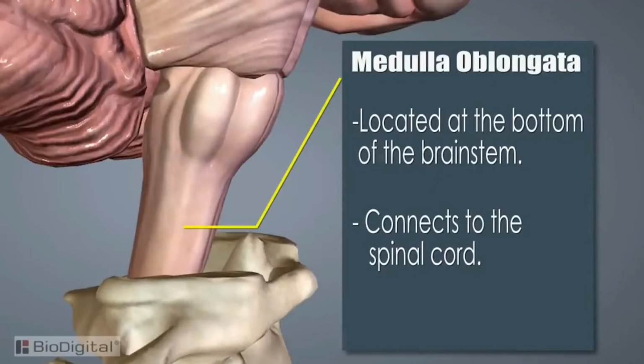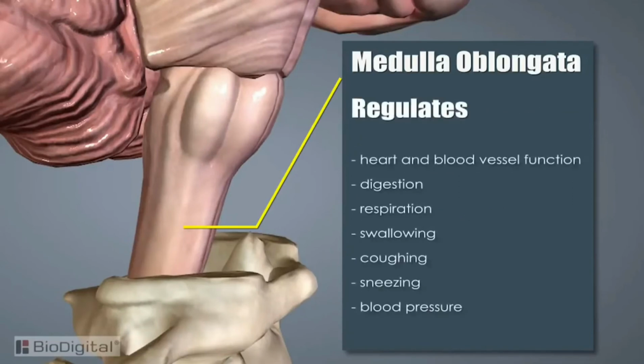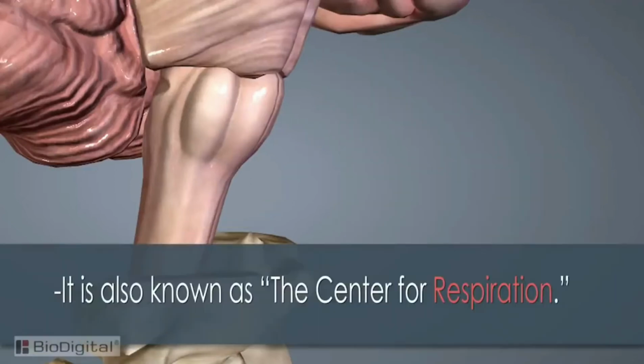The last section is the medulla oblongata. It's the lowest part of the brainstem and it connects with the spinal cord and is responsible for regulating heart and blood vessel function, digestion, respiration, swallowing, coughing, sneezing, and blood pressure. It's also known as the center for respiration.